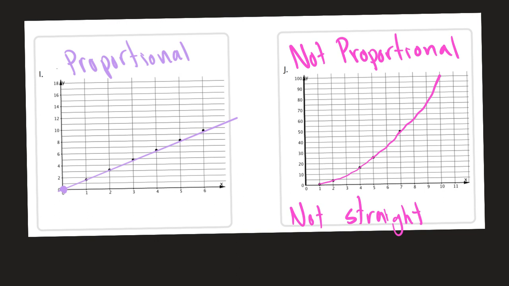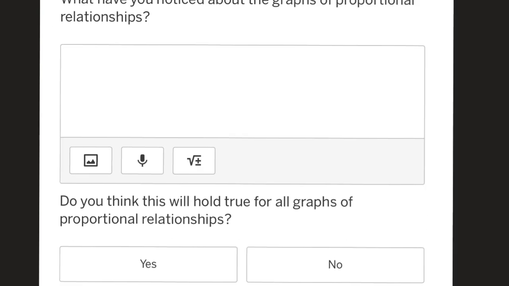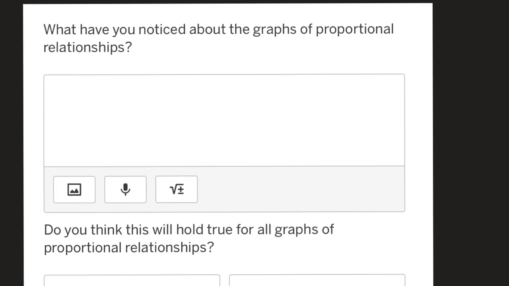Okay, so the main thing to look for to see if a graph is proportional is whether or not it's a straight line that goes through 0, 0. So the last thing I want you to think about is what did we notice about the graphs of proportional relationships? One more time for those in the back. It's a straight line. So there's no curve to it. There's no jaggedness. It has to be nice and straight, and they all go through 0, 0.